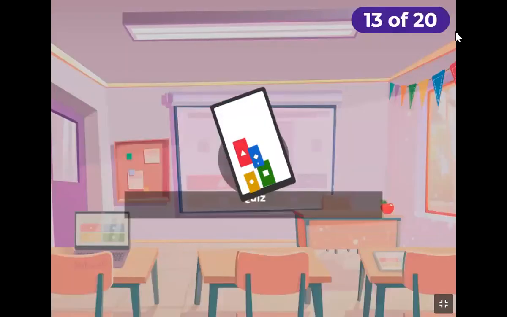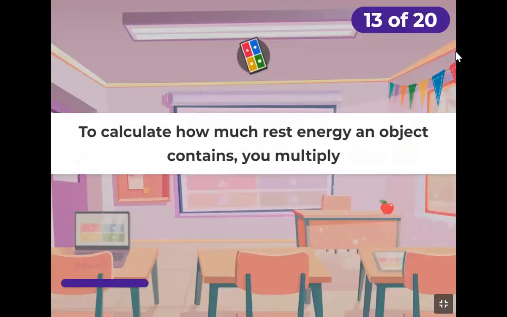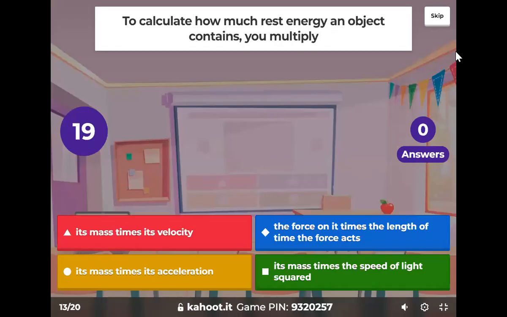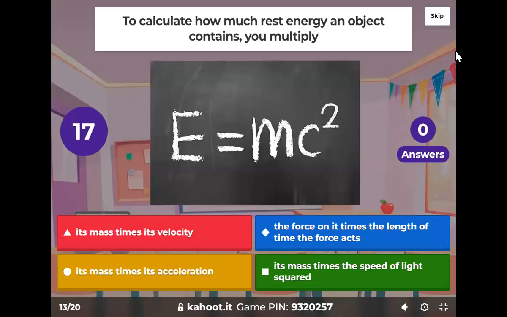All right, points. To calculate how much rest energy an object contains, you multiply... What does that equation mean? E equals mc squared. Energy equals what?